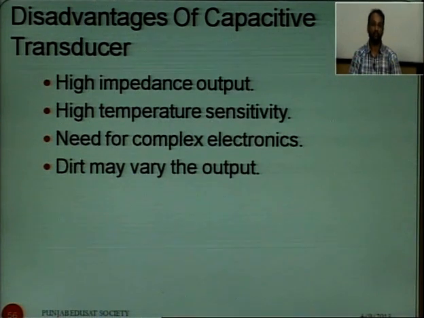But there are also some disadvantages of this type of transducer: high impedance output, high temperature sensitivity, they are very much sensitive to temperature change, need for complex electronics, their circuits are somewhat complex, and dirt may vary the output.